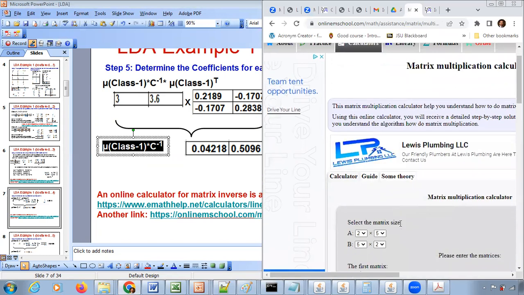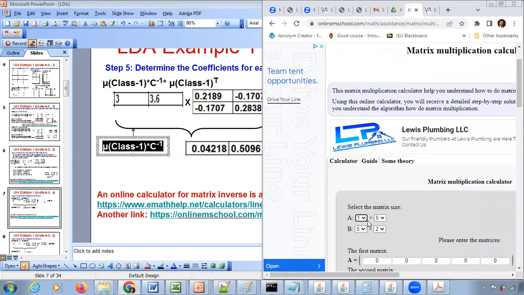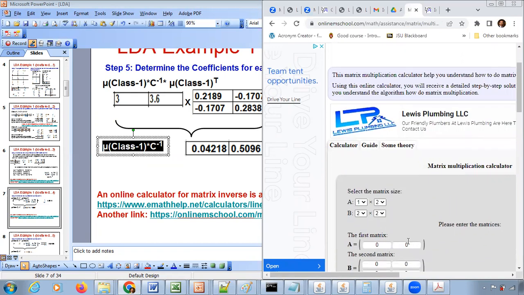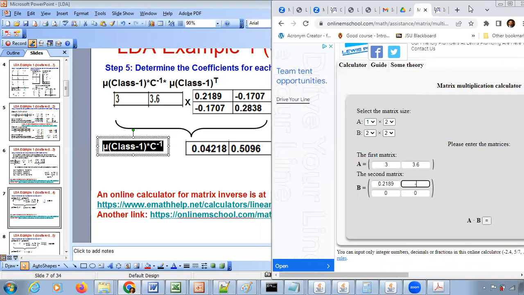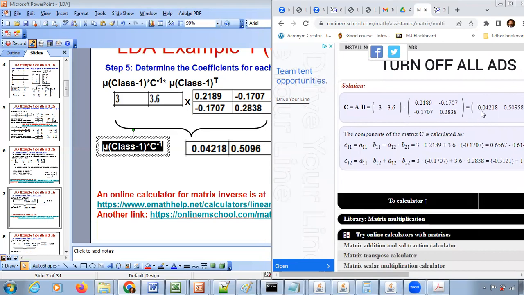So the A is going to be 1 row, 2 columns with 2 rows, 2 columns. So it automatically shows the matrices. So this is 3, 3.6, and this is going to be 0.2189, negative 0.1707, and this is again negative 0.1707, and this is 0.283. So if you click equal to, it's going to give you the product, which is 0.04218 and 0.5096. You can approximate to 4 decimals if you want. So that's this intermediate product.